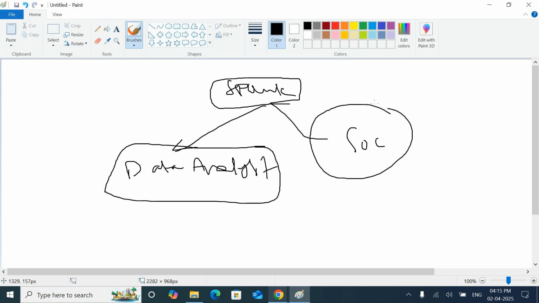What is the difference between other classes and our class? Every SOC trainer needs to tell about the SIEM tool. Some people will tell IBM QRadar, some will tell ELK, some will tell Splunk. But in our classes, it is exclusively Splunk.